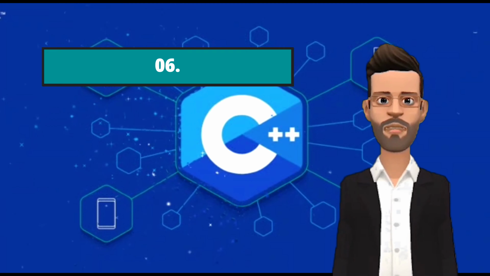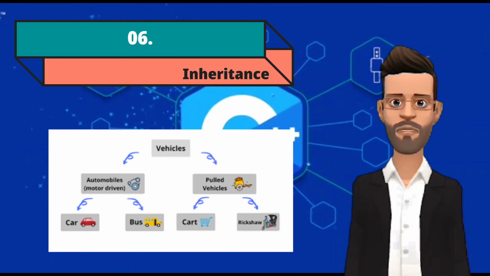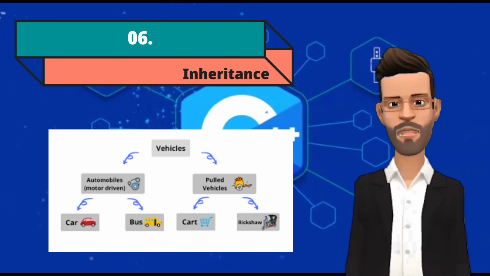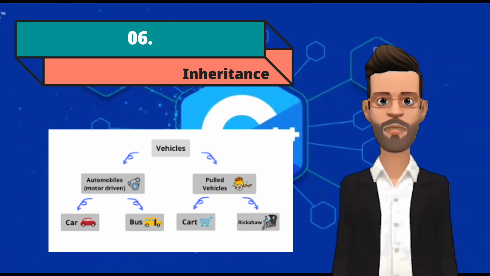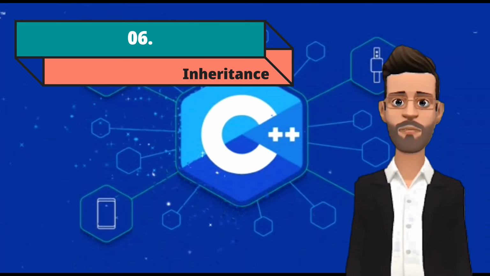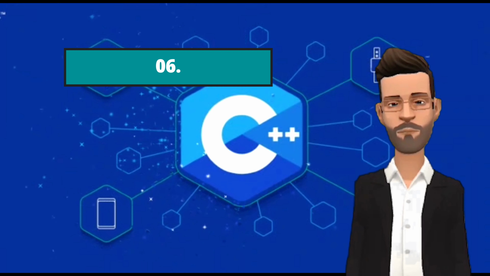The sixth one is inheritance. The capability of a class to derive properties and characteristics from another class is called inheritance. Inheritance is one of the most important features of object-oriented programming.